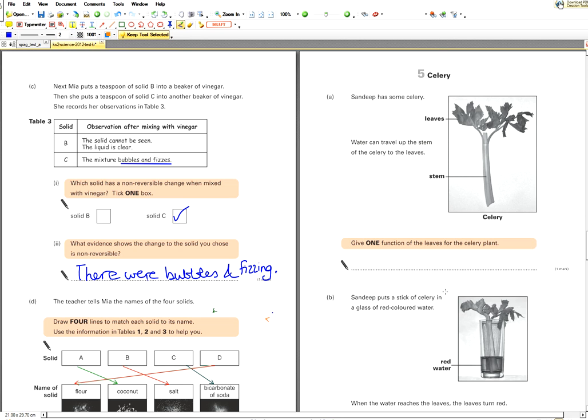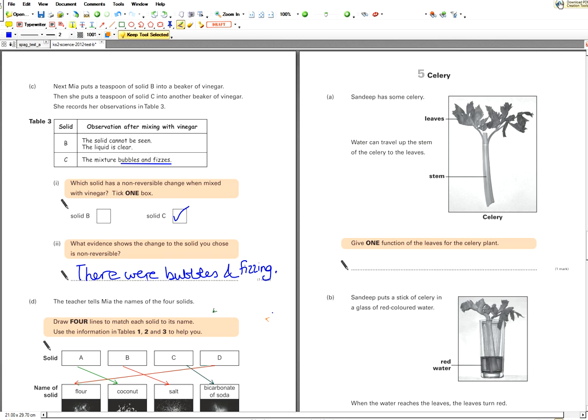Now, Sandeep, question number 5. Sandeep has some celery. Water can travel up the stem of the celery to the leaves. Give one function of the leaves for the celery plant. Okay, put your hands up if you know what the answer is. The examiner has given nearly 10 possible answers. What does the leaves do? Okay, stop screaming at the answers, yeah?